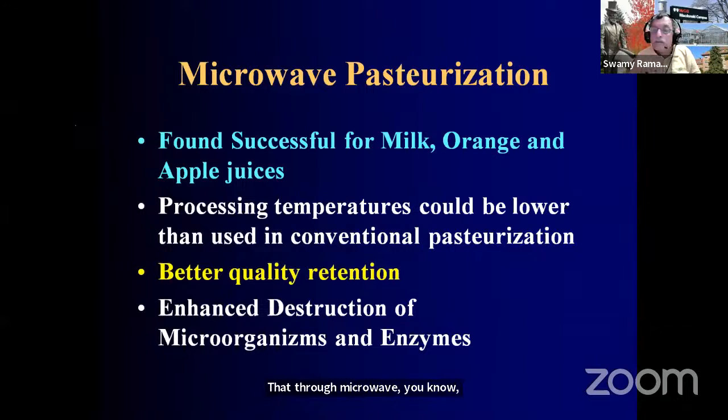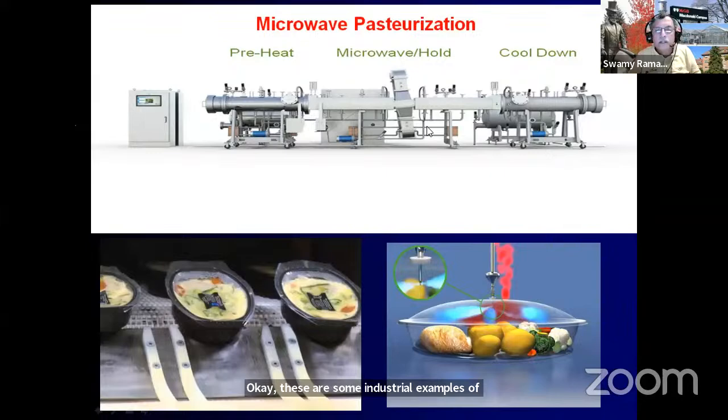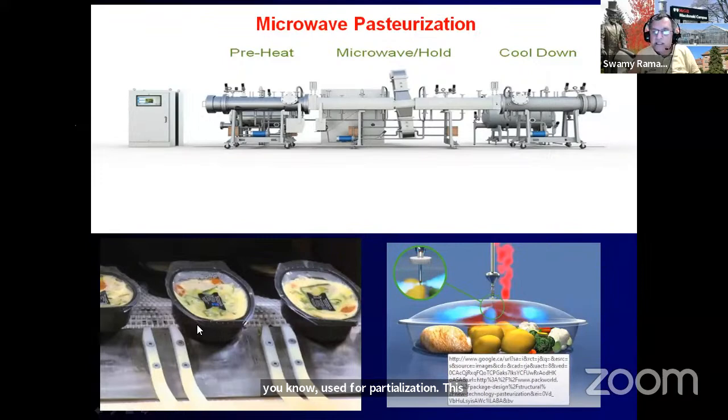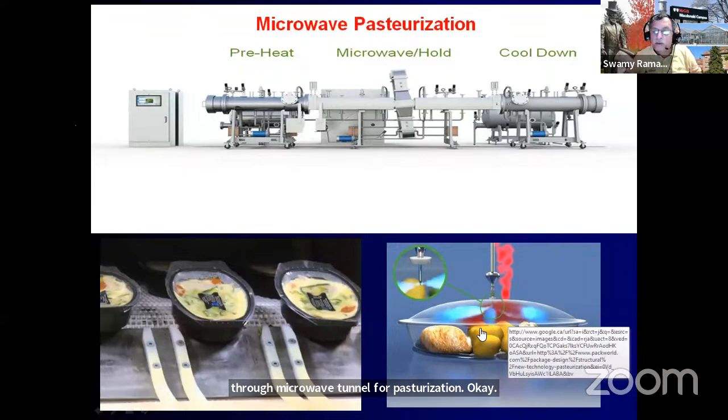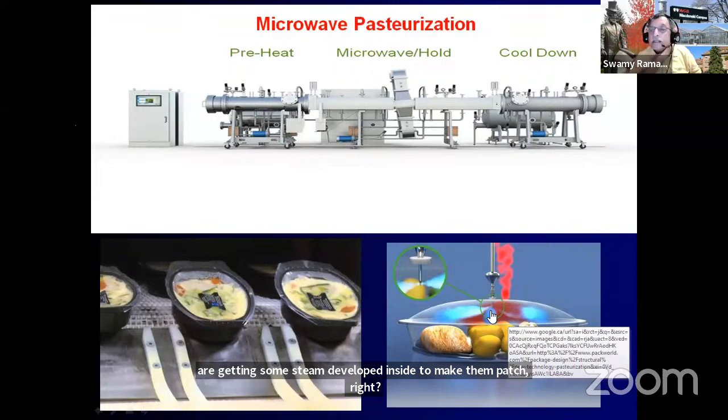These are some industrial examples of microwave used for pasteurization. This is in-package pasteurization. You can prepare vegetable products, cooked prepared dishes, and then send them through a microwave tunnel for pasteurization. Some steam develops inside to pasteurize them. After that, you can cool them by injecting some liquid nitrogen. It gives you a very high quality product.